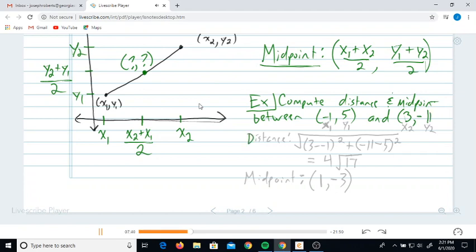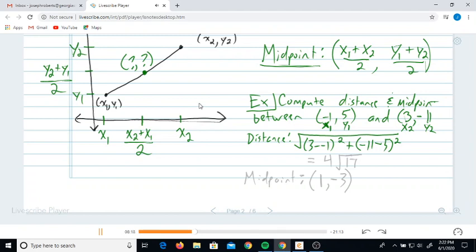So let's go ahead and do the distance first. What a lot of people like to do is label it. They'll label the first point, so there's my x1 and y1. The second point, here's my x2, y2, and then it's a straightforward application of the formula. So the distance is going to be the difference in the x's, so that's 3 minus -1 squared, plus the difference in the y, so y2 minus y1 squared, so that's -11 minus 5 quantity squared. And when you simplify that, you get the distance between those points.